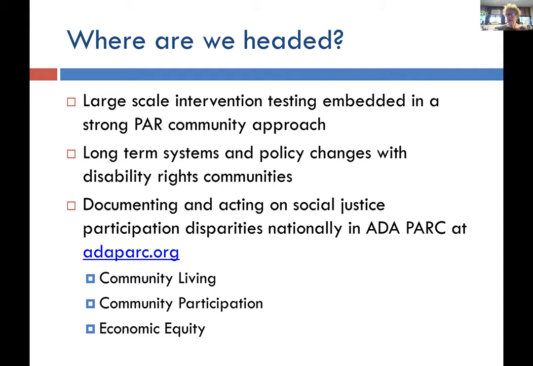So in this one, we're doing large-scale population health disparities research. And I encourage you to visit our website at adapark.org, park with the C versus the K. And you can see there that it's a forum for you to be able to look at disparities at the national level, the state level, and down to city and local levels.